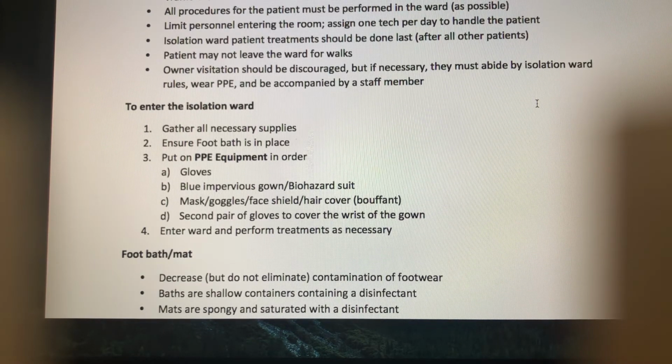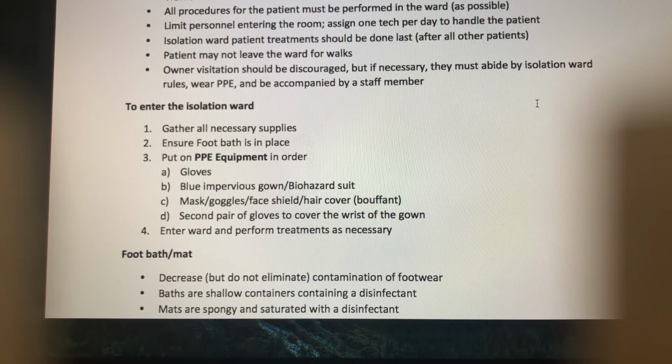You need a mask or goggles or face shield or hair cover, which is called a bouffant. The second pair of gloves goes over the first pair to cover the wrist of the gown. So you're double gloving here. Then you can enter the ward and perform all the treatments as necessary.